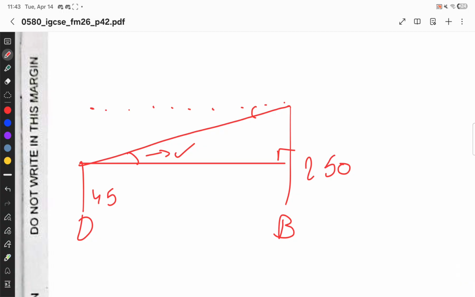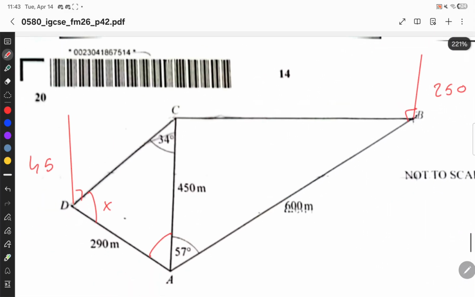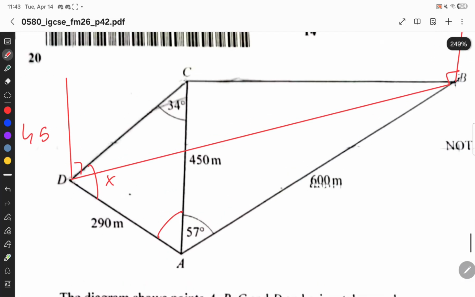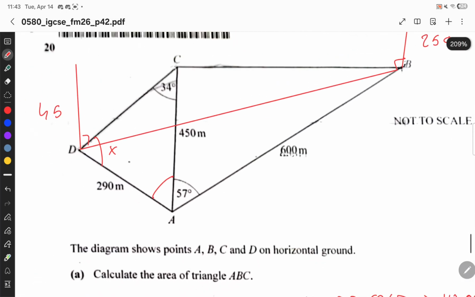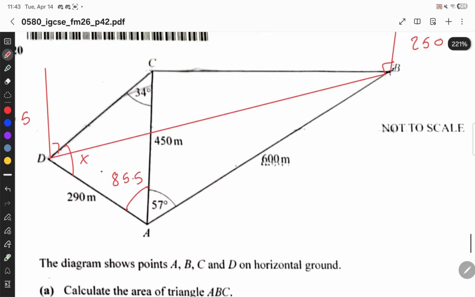This height will be 250 minus 45, so this height is 205. Now we need to find the base, the length DB. How can we do that? We can use the cosine rule. Now we have proven this angle is 85.8, so you can successfully do the cosine rule.